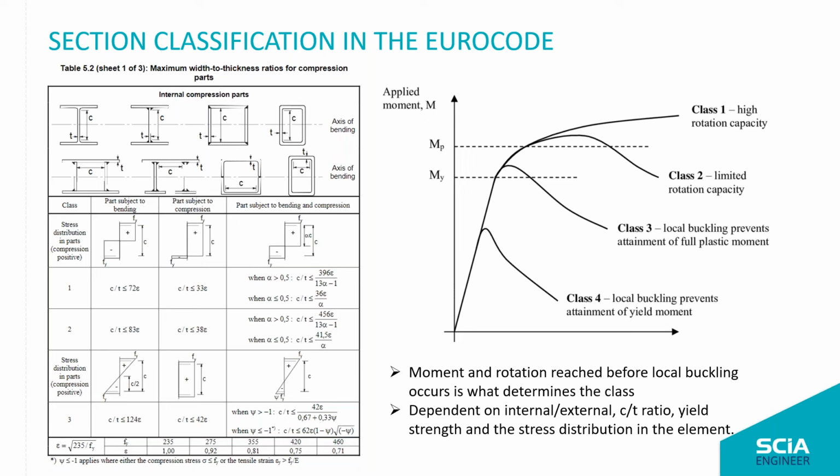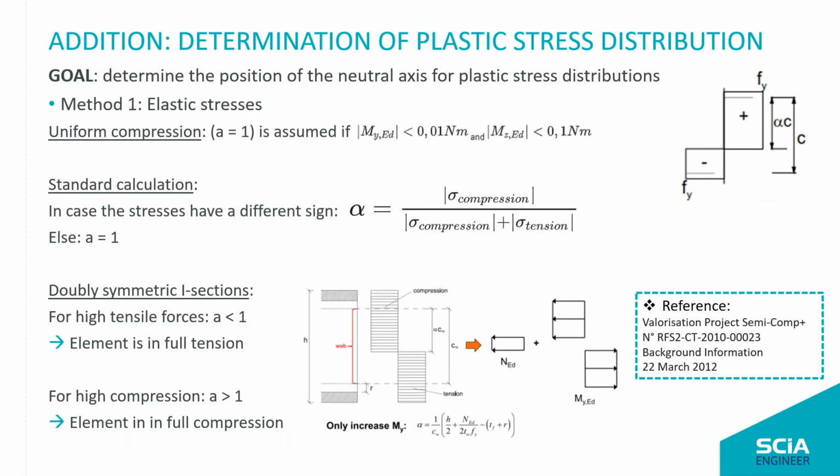How are these sections classified into those classes? Well, that's given by the little tables in the Eurocode, and these show us that it depends on whether we have an internal or external compression element, on the ratio between the length and the thickness of the element, on the yield strength, and on the stress distribution, or more importantly, the location of the neutral axis inside the section. And on that last one is where our first point comes into play. What is this position of the neutral axis?